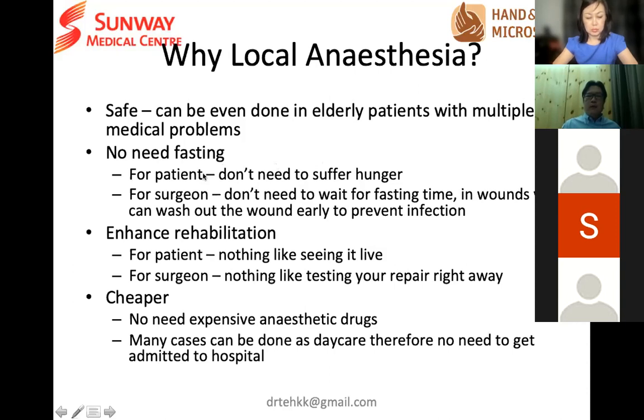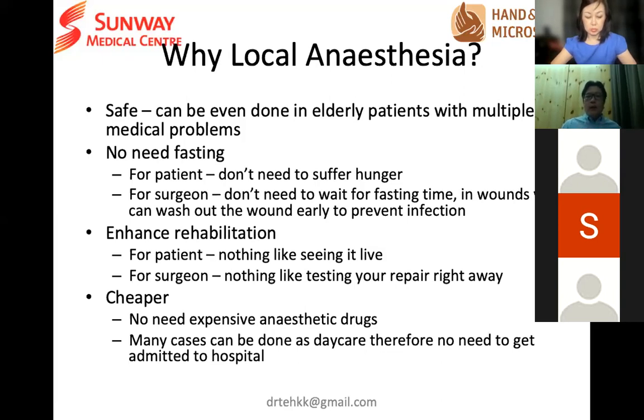And then again, as a surgeon, you want to see the patient and get them to theater as soon as possible, or else you'll be waiting and waiting and waiting for theater for the fasting time. You can enhance rehabilitation, because when the patient can see you repairing the structure or doing something to the hand, and after the repair, the hand can move right away, the patient knows that you have done a good job, and they will not doubt you. Because a lot of times when you do a tendon repair, nerve repair, whatever repair you do, they can't see.